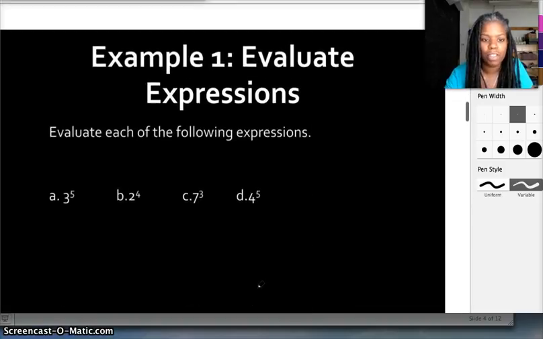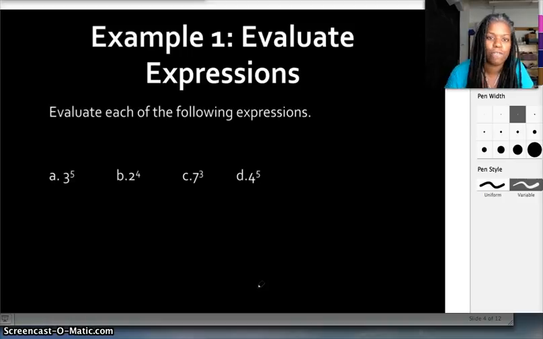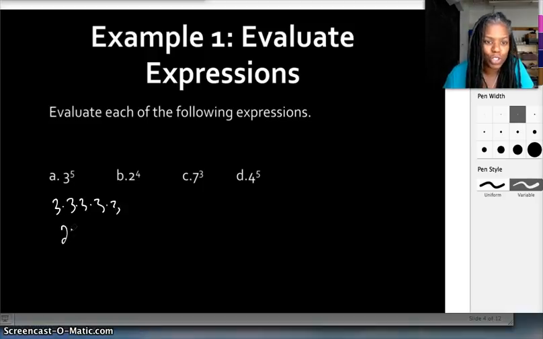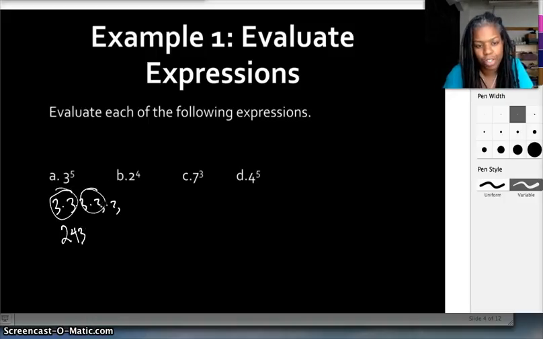So we're going to evaluate the following expressions. These are pretty straightforward. Evaluate each of the expressions. These are all just raised to a power. So this is 3 to the 5th power, 2 to the 4th power, 7 to the 3rd power, and 4 to the 5th. 3 to the 5th power means that I'm multiplying 3 by itself 5 times, and when we do that, we get 243. Think about it this way: 3 times 3, you get 9. 9 times 9, you get 81. Then it's easy when you're multiplying 81 times 3, okay?